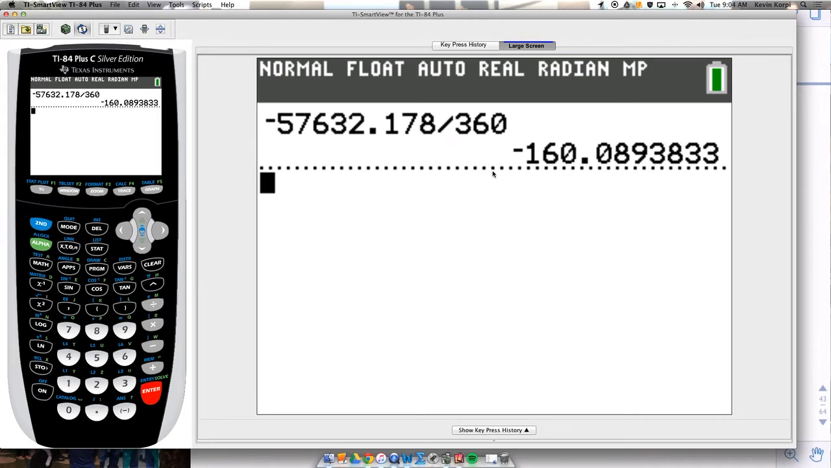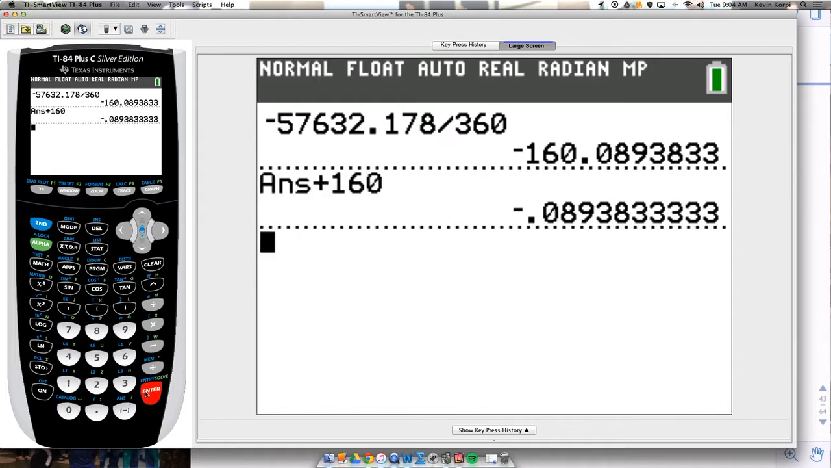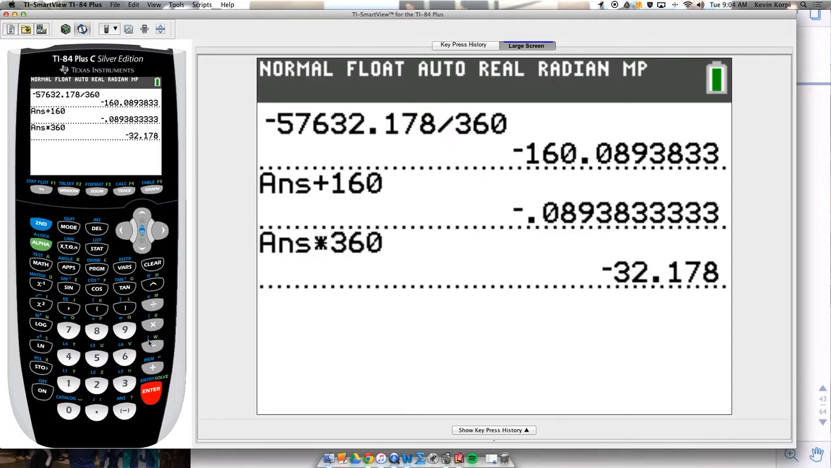So because it's negative rotations, to get rid of the whole number, I add back the full rotations. And I get that right there. That's one way to do it. And that's a negative fraction of a rotation. So if you multiply that by 360, you get negative 32.178.